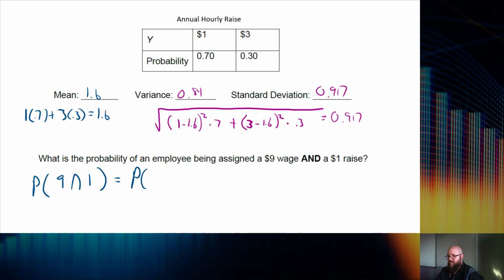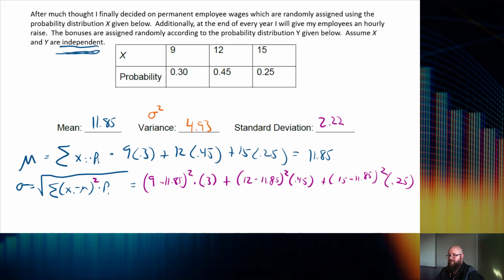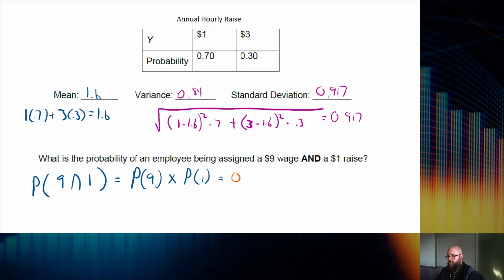So again, we're taking the probability of getting a $9 wage times the probability of getting a $1 raise. I'm sorry, not plus, times. So for our $9 wage, we're looking at 0.3, times our $1 probability, which was 0.7, and that should come out to 0.21.